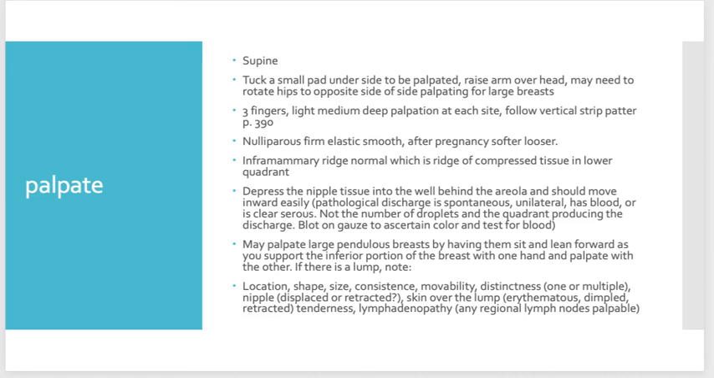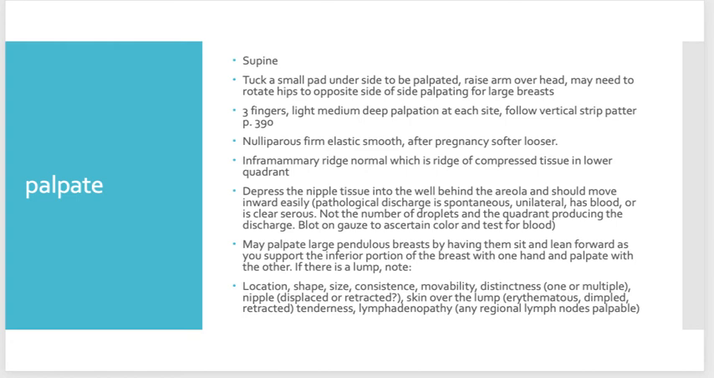We are also going to depress the nipple tissue into the well behind the areola, and it should move inward easily. A pathological discharge from the nipple is going to be spontaneous and unilateral. It's going to have blood or be clear and serous. And we're going to note the number of droplets in the quadrant producing the discharge and blot with gauze to ascertain the color and test it for blood. So, as we're depressing the breast, we may cause discharge if there is discharge that is occurring.